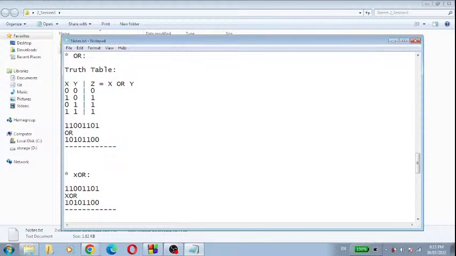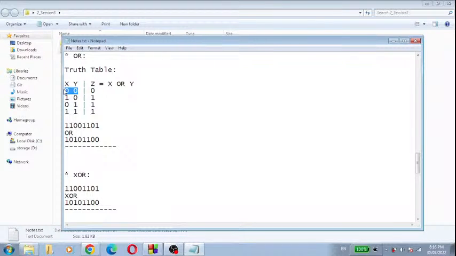When you are dealing with the OR operation, you have these x and y as inputs. The result is only 0 if and only if all the inputs are zeros. So that's it. It's very easy also.